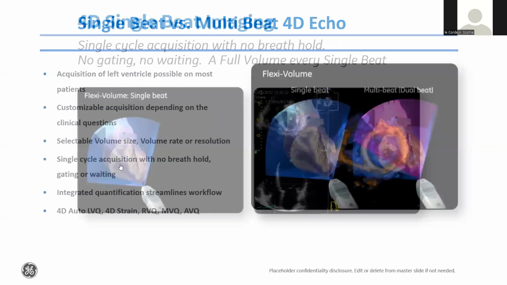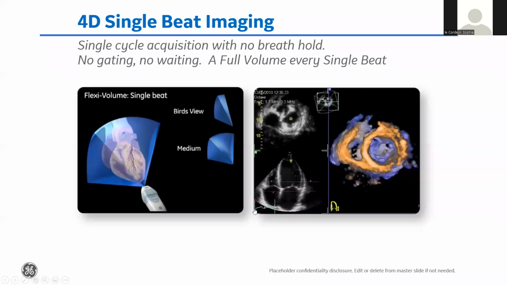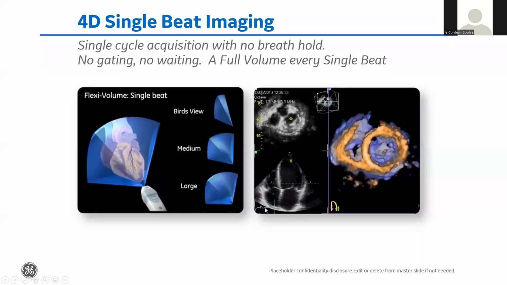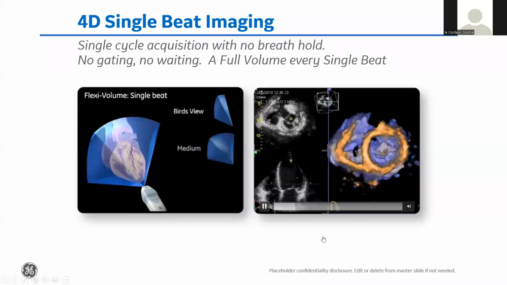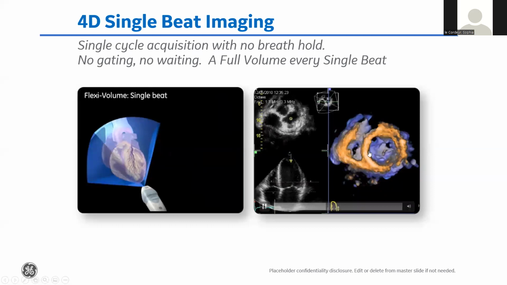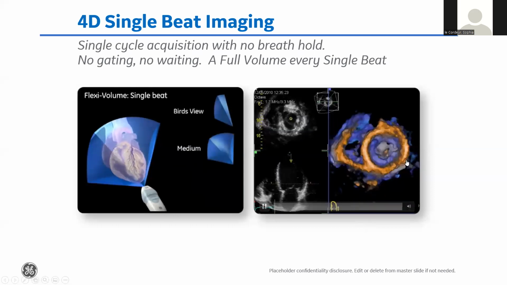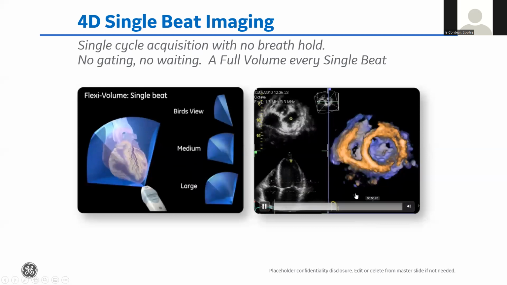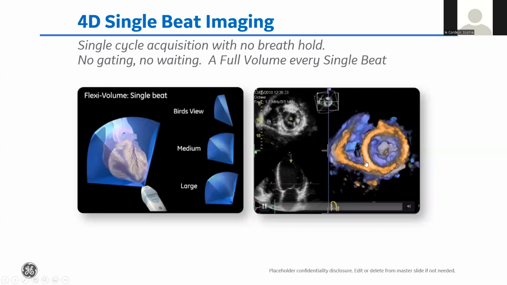Okay, so this is how a single beat looks. How do you know if it's a single beat or multi-beat? You can tell from the ECG here, from the triggering. There's only one ECG cycle. That means this was a single beat acquisition. Despite that, you have a full volume of the LV and the RV, acquired at a very nice volumetric resolution. The frame rate looks nice, although I don't see it here. But the frame rate looks all right.